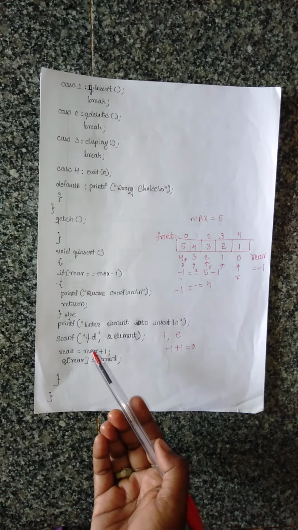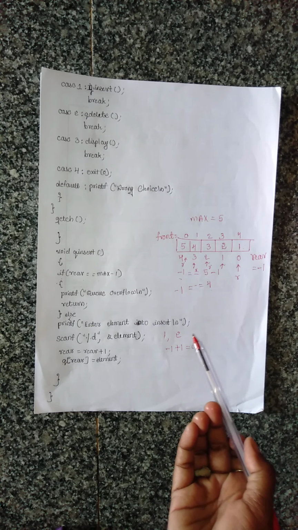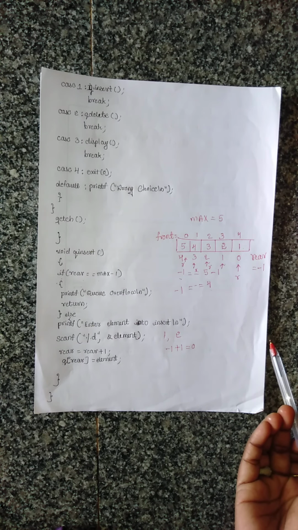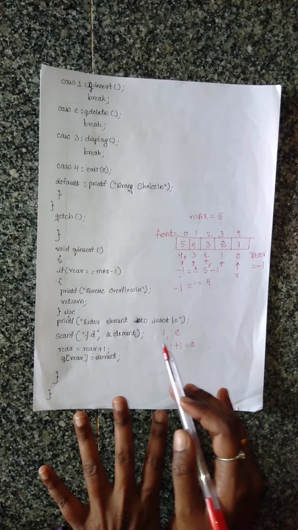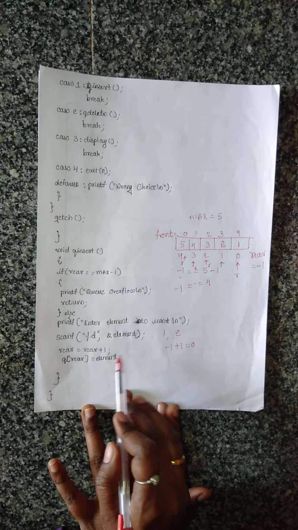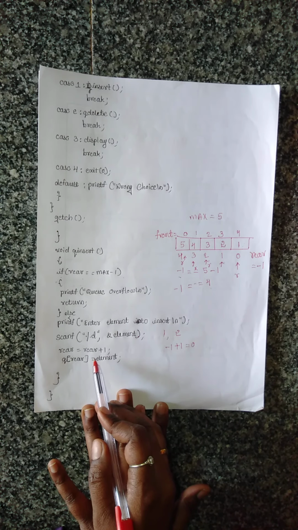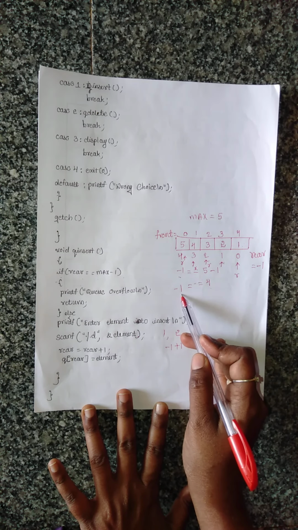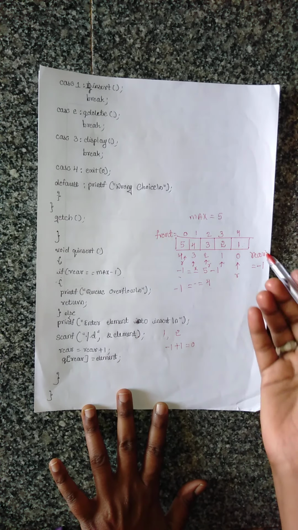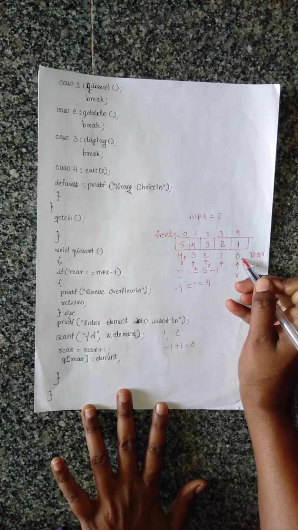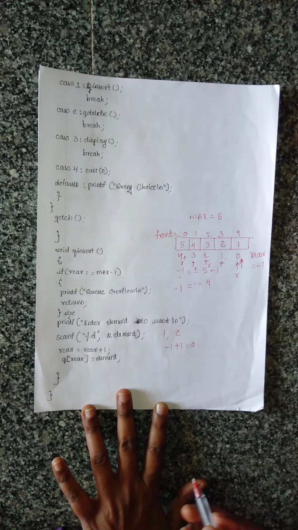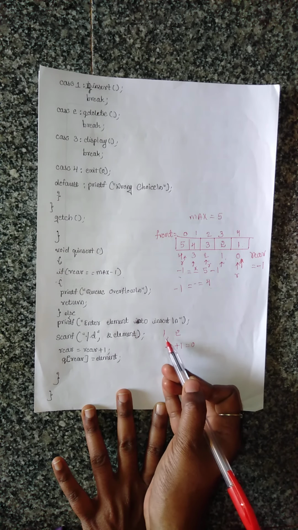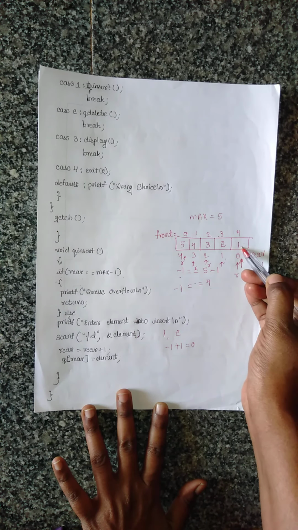For that reason it will ask to enter the element to insert into the queue data structure. I am inserting a 1. When you are inserting a 1, rear is incremented. Initially, what is the rear value? -1. In that case it will point to the 0th position. Rear is pointing here, and the 1 I am entering will be inserted here.